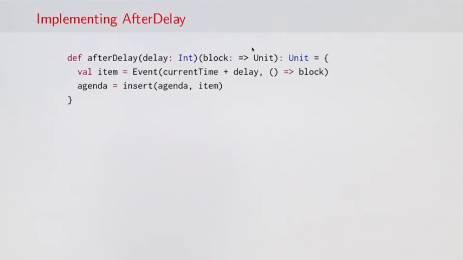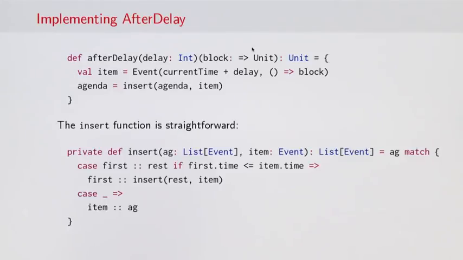Here's the implementation of afterDelay. As we've seen, it creates the event at the given time with the given actions to perform, and it inserts it into the agenda. The implementation of the insert function is straightforward. Remember, what it needs to do is insert an event at the right place in the list, so that it appears at the right position given its time.